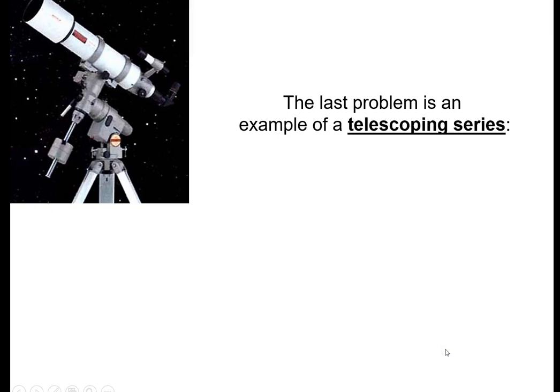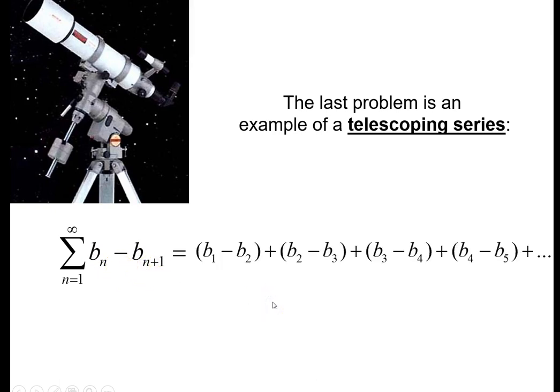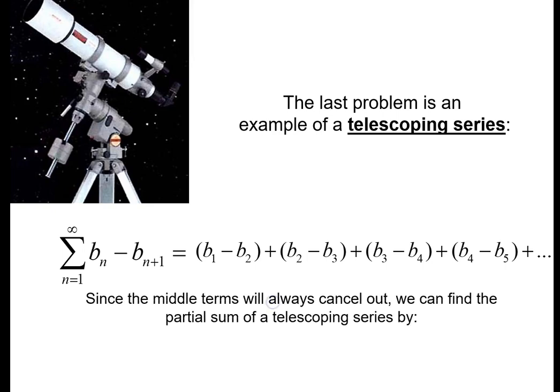That last question is an example of a telescoping series. So a telescoping series you can recognize because they're often written as the difference of two terms, so like b sub n minus b sub n plus 1. And often when you have a telescoping series, those middle terms will cancel out. What I would recommend is that when you notice something is telescoping or you suspect maybe that it's telescoping, write out a few of the terms and see if you can see a pattern where those middle terms cancel out.